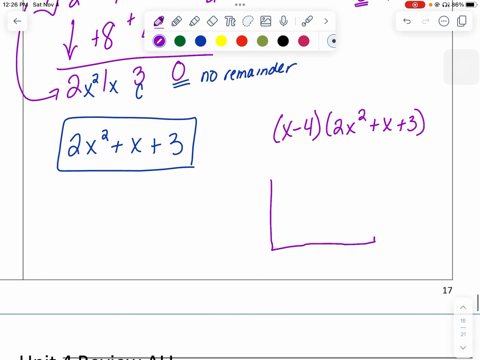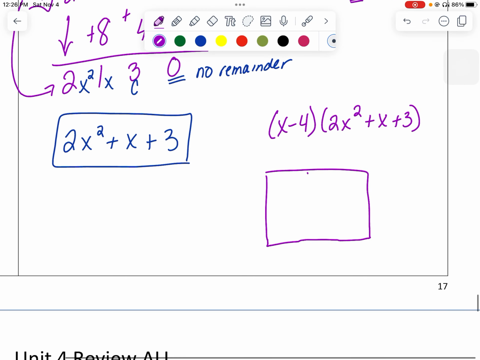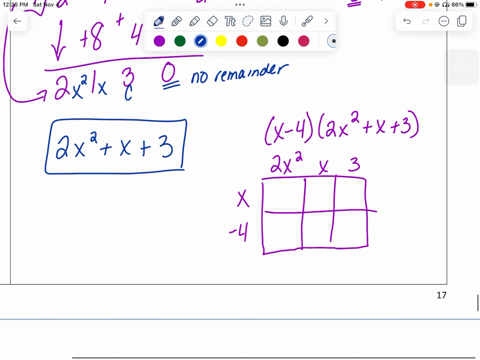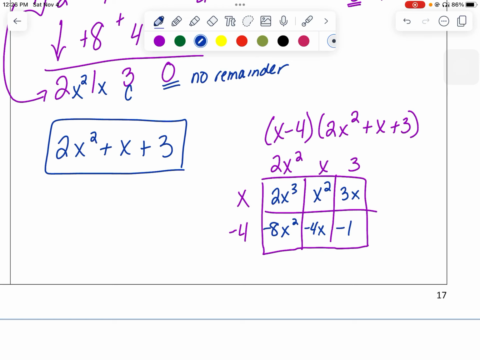So let's do that quick. So as a review, we'd do a 2 by 3, x minus 4, times 2x squared plus x plus 3. So x times 2x squared is 2x cubed, x times x is x squared, x times 3 is 3x. Negative 4 times 2 is negative 8x squared. Negative 4 times x is negative 4x. Negative 4 times 3 is negative 12.